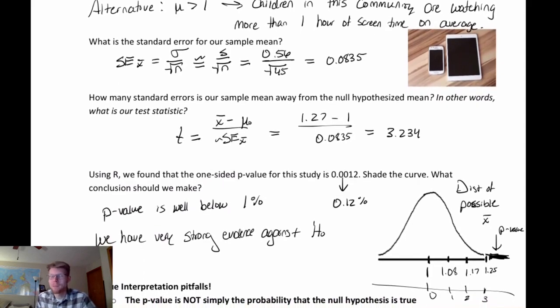Again, it's not impossible, but this is about a 1 in 1,000 result. It's almost a 1 in 1,000 likelihood, apparently. So that's why we have very strong evidence against the null hypothesis here.